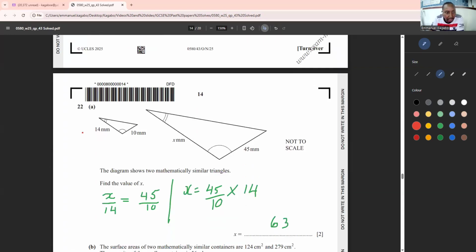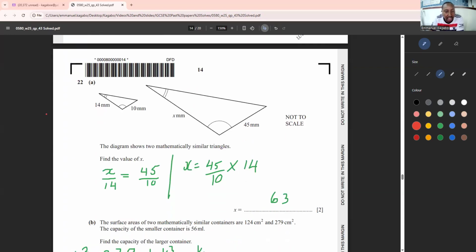Question 22, it's about similarity. Simple basic thing is just think this angle is similar to that, this angle is similar to that, and this one is similar to this angle as well. Is that okay, guys? I hope you have understood that. So what does that mean? It means if I get this side divided by this side, it should be the same as this divided by that, because they are similar triangles.